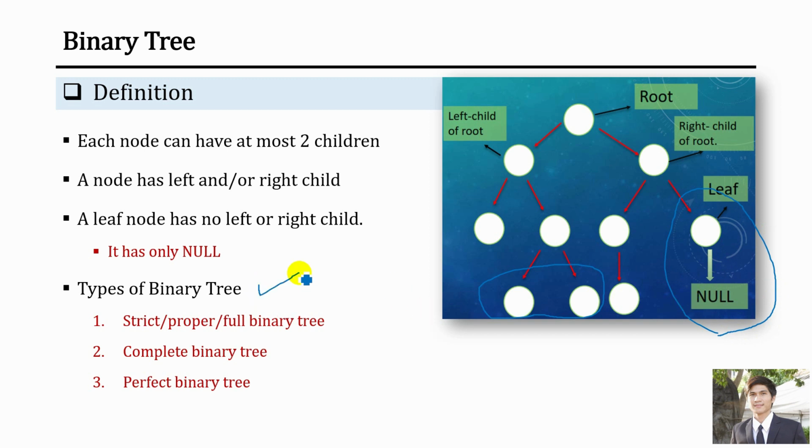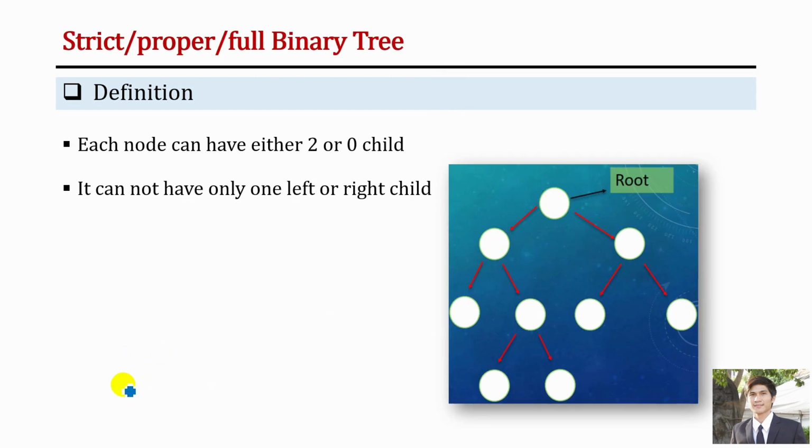And here are the three main types of binary tree. We have some properties here: strict, proper, or full binary tree. What are they? And we have complete binary tree and perfect binary tree. So a strict, proper, and full binary tree refers to a binary tree in which each node can have either 2 or 0 children. It cannot have only one child. Either it has no child, which means that they are leaves, right? We cannot have only one line here because this is not allowed in the strict, proper, full binary tree. It's just a property.